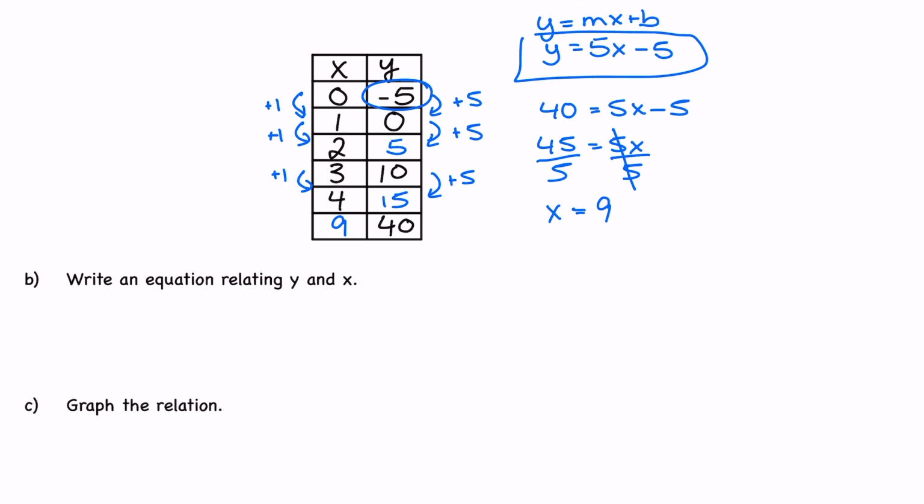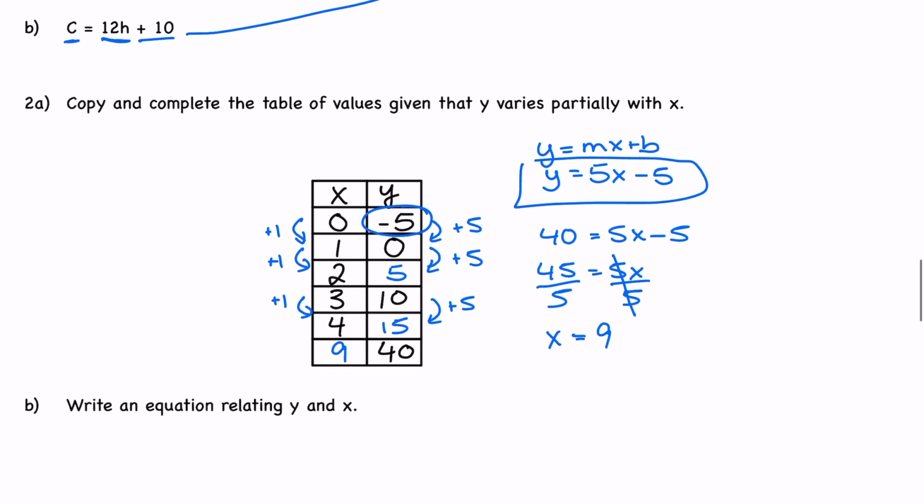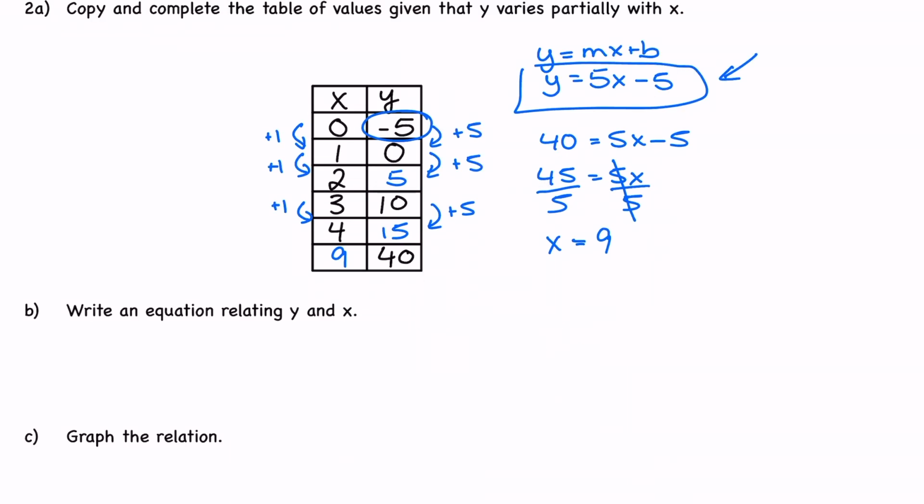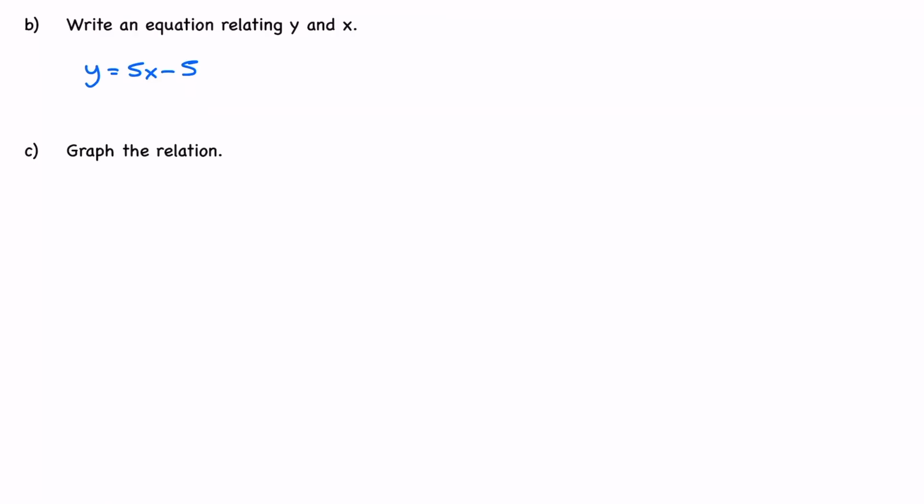Part B says to write an equation relating y and x, and we already did that over here. So our answer would be y equals 5x minus 5. And then part C says to graph the relation. So I'm just going to draw my Cartesian plane, so that is these 4 quadrants over here. I'm going to draw my arrows to show that these axes extend infinitely in all directions. I'm going to label my x and y axes.